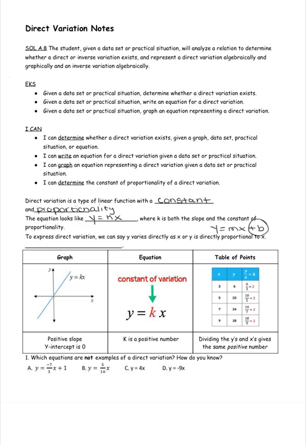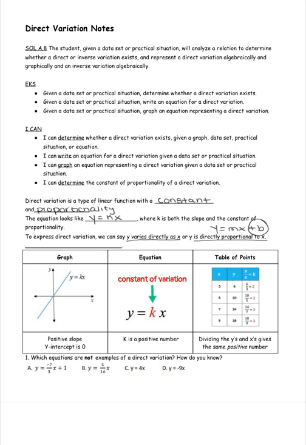Okay? To express direct variation, we can say y varies directly as x, or y is directly proportional to x. So you will see word situations written that way, where it says y varies directly as x, or y is directly proportional to x.